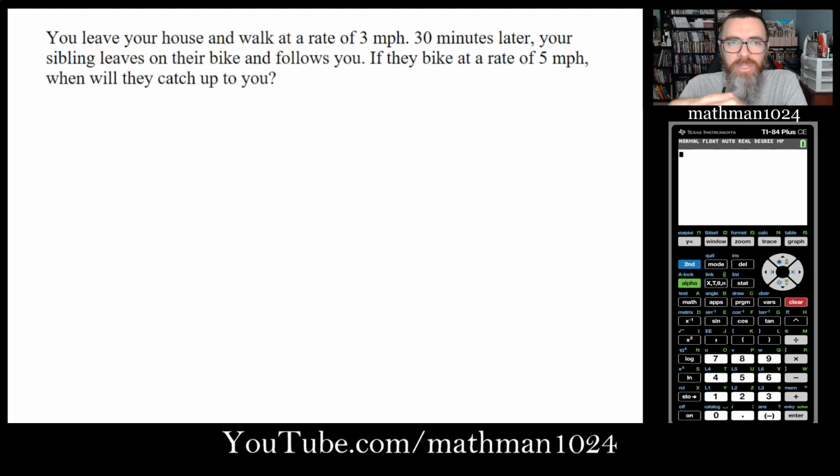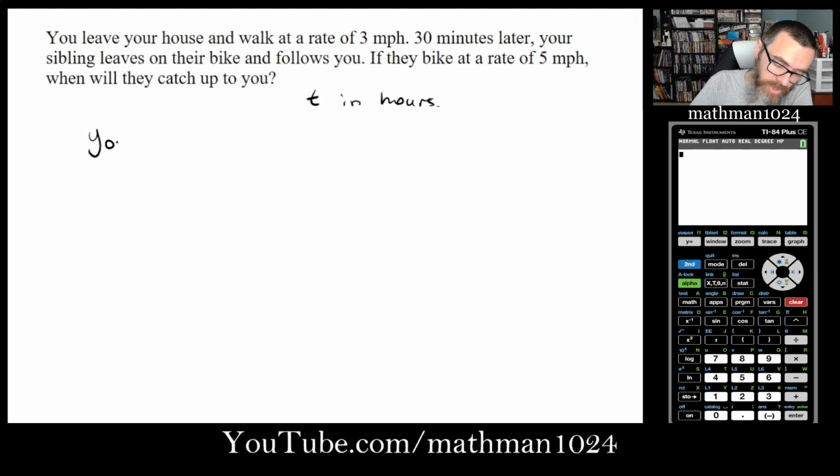One is going to represent you and the rate at which you walk, which is 3 miles per hour, and the other is going to describe your sibling, who is going in the same direction as you, riding on their bike at a rate of 5 miles per hour, but they're going to leave 30 minutes later. So if we're letting t be measured in hours, let's come up with our two sets of equations. So we're going to have you versus the sibling.